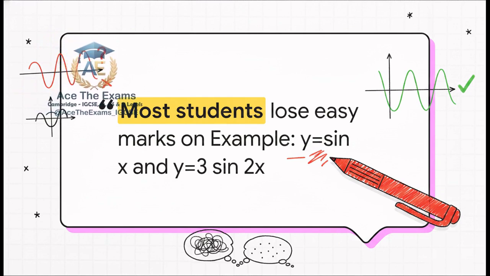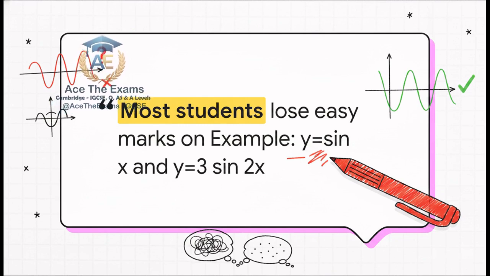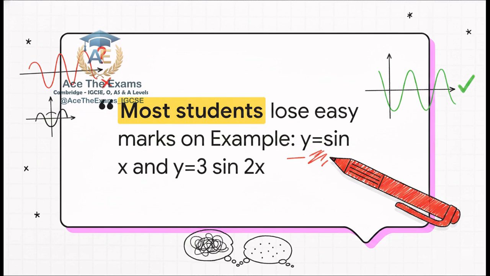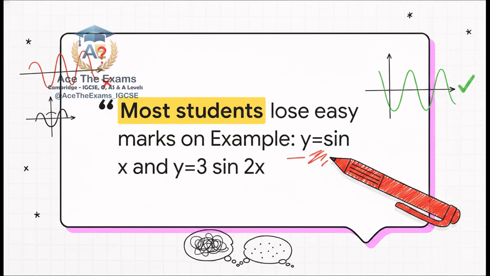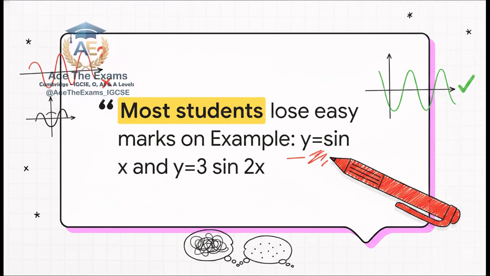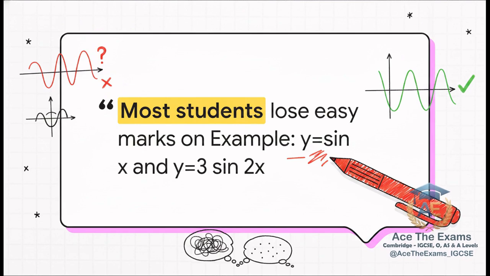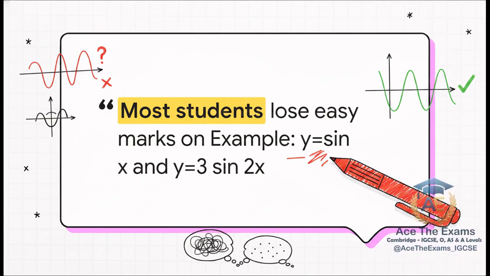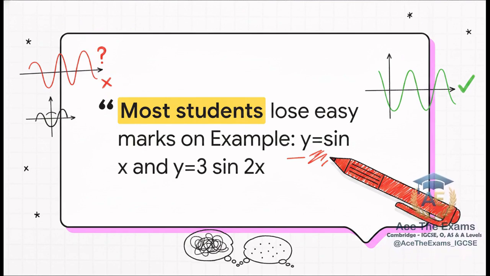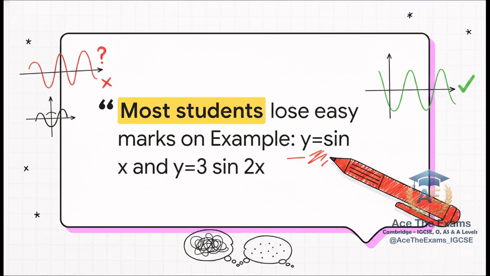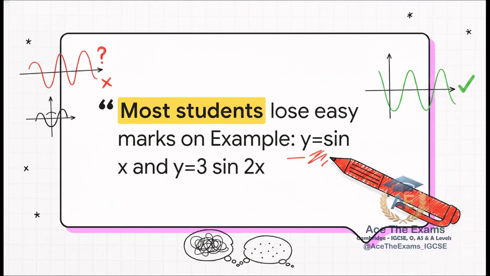The primary complaint, coming straight from the actual marking rooms, is that most students lose incredibly easy marks on trigonometric graph examples. We're talking about questions comparing a simple y equals sine x to a transformed y equals 3 sine 2x. Students constantly stumble over whether the period should be calculated in degrees or radians. The examiners see thousands of papers, and they see these exact same tragic mistakes over and over again. But listen to me carefully. After we go through this, you won't be one of them. We are going to systematically break down what examiners actually want to see from you.